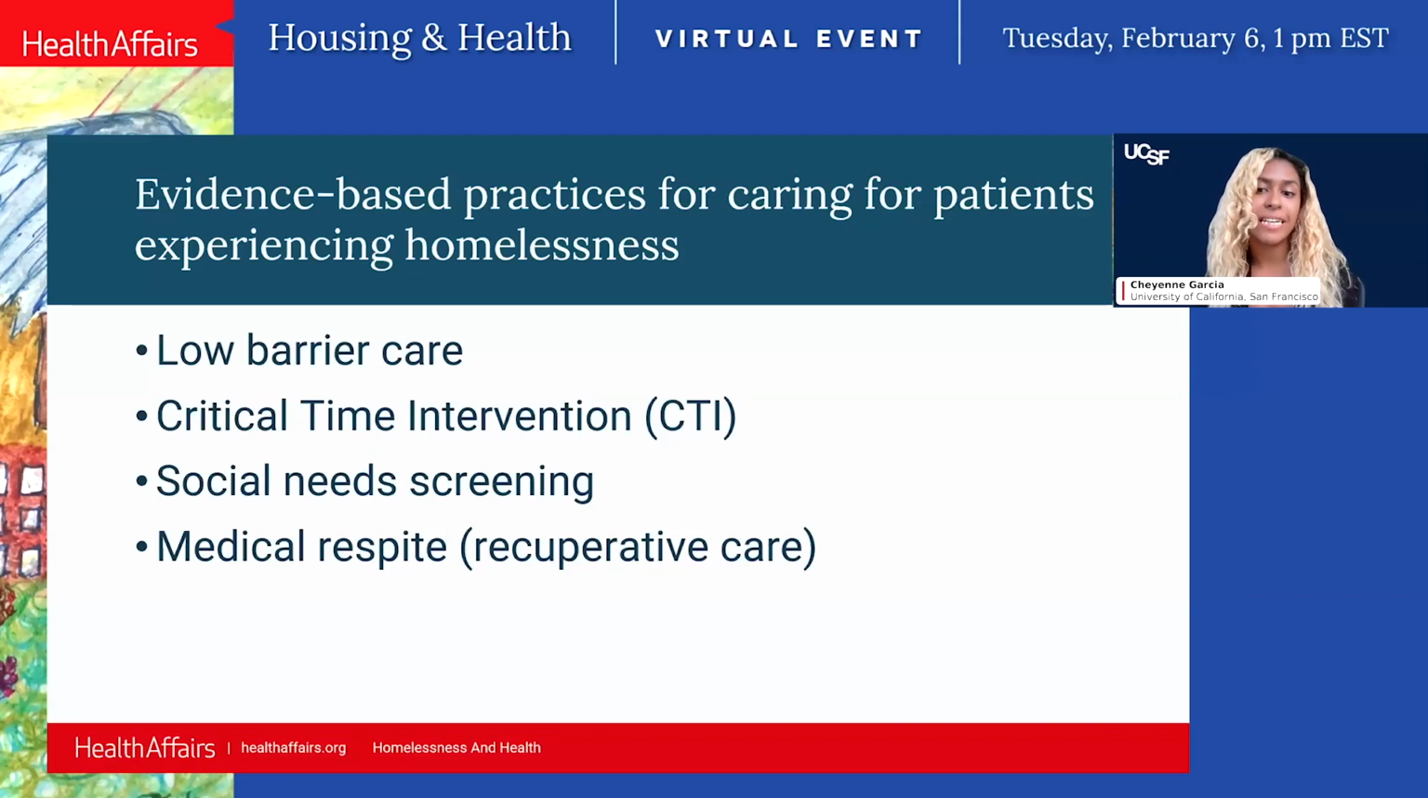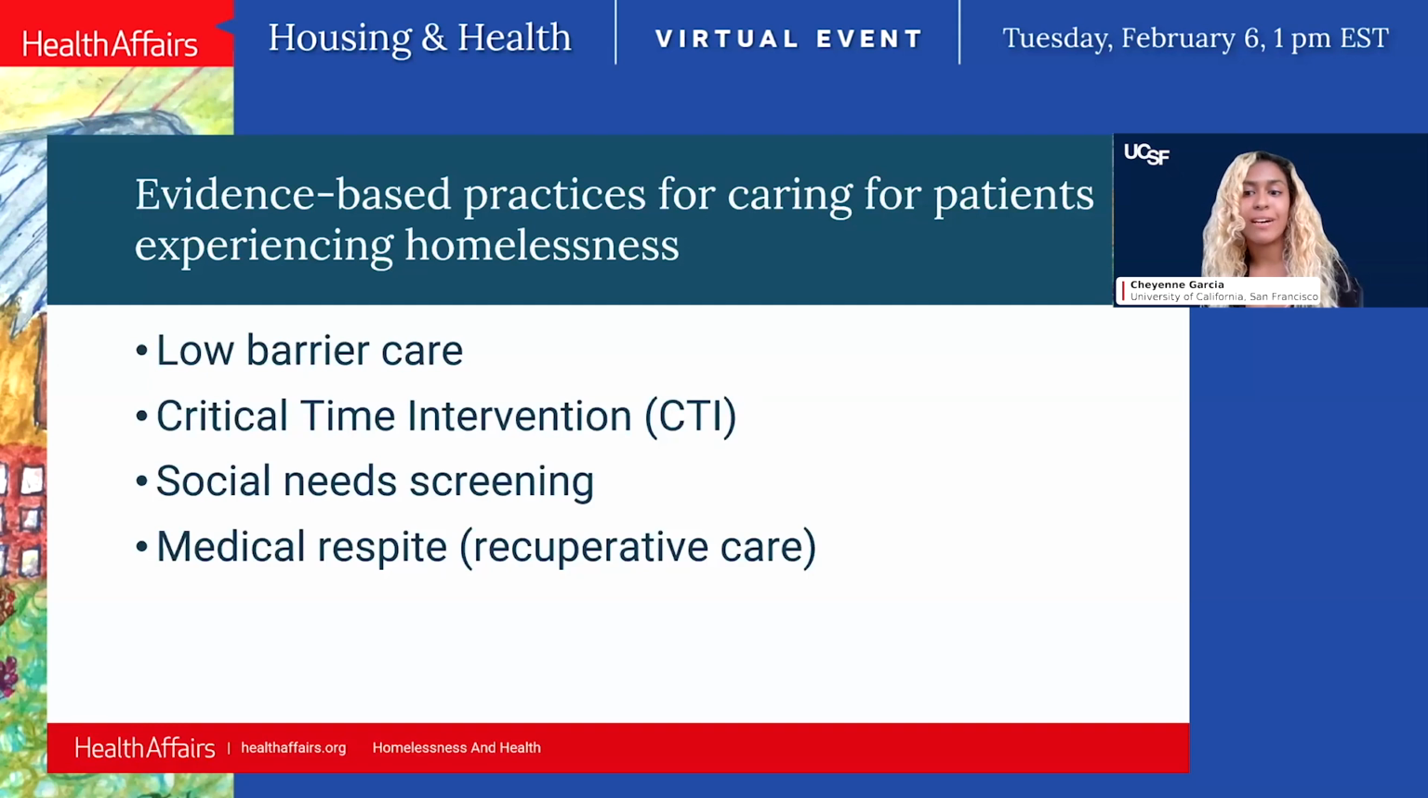Second is an evidence-based intervention called critical time interventions. These are stepped, time-limited interventions for those who are exiting institutional settings, and their aim is really to prevent homelessness in this vulnerable population. The third is social needs screening, which is screening that providers can do for social determinants of health. That can include housing insecurity and homelessness. And it's really done in order to do 2 things. First, tailor medical care, and second, to connect individuals to their community resources.